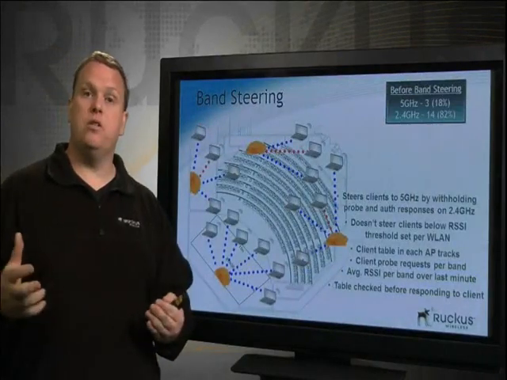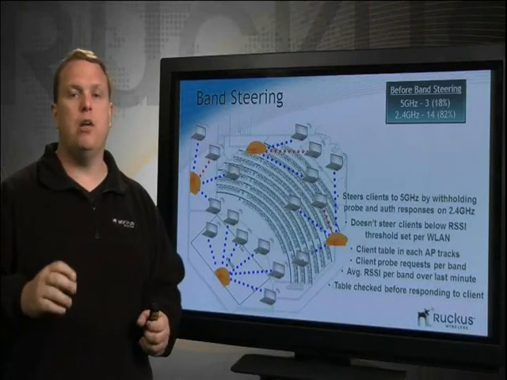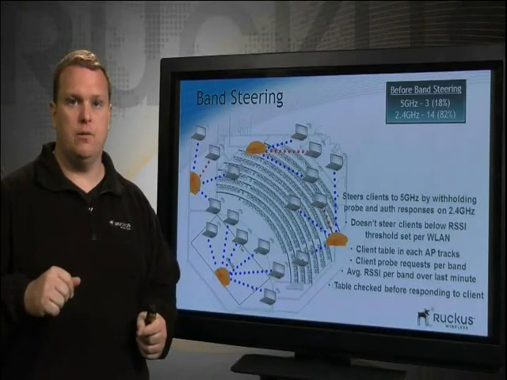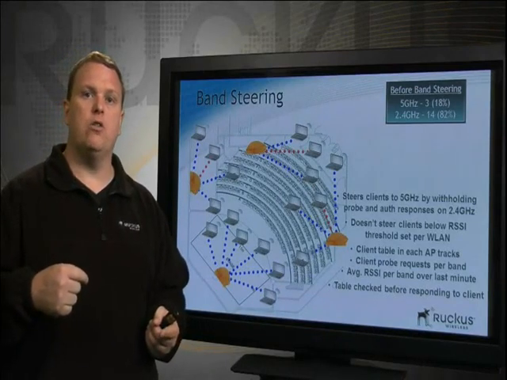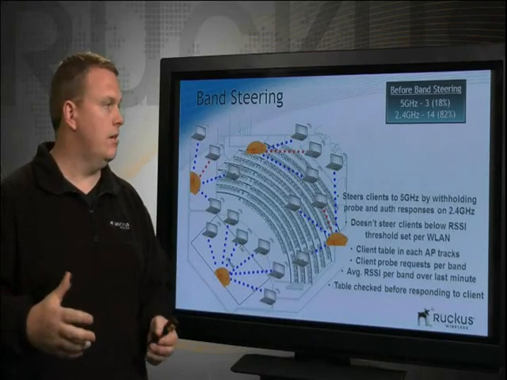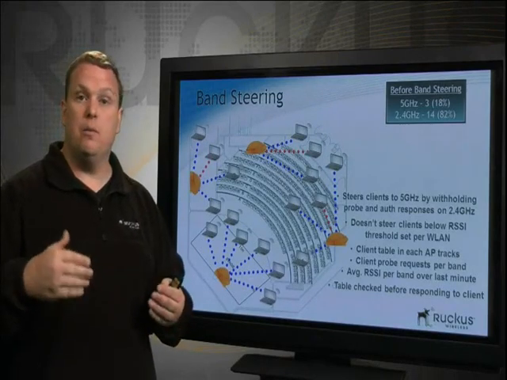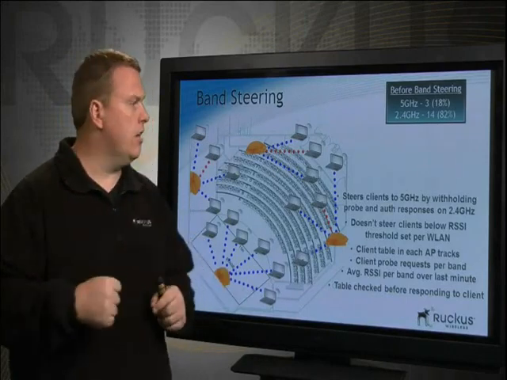Band steering is pretty simple. You have an access point that is dual band. Now, I always recommend that you buy dual band access points. That means it's got two radios built in, a 2.4 gigahertz radio and a 5 gigahertz radio. It's like two APs in one box. And what you get with that is basically two networks, a 2.4 and 5 gigahertz.